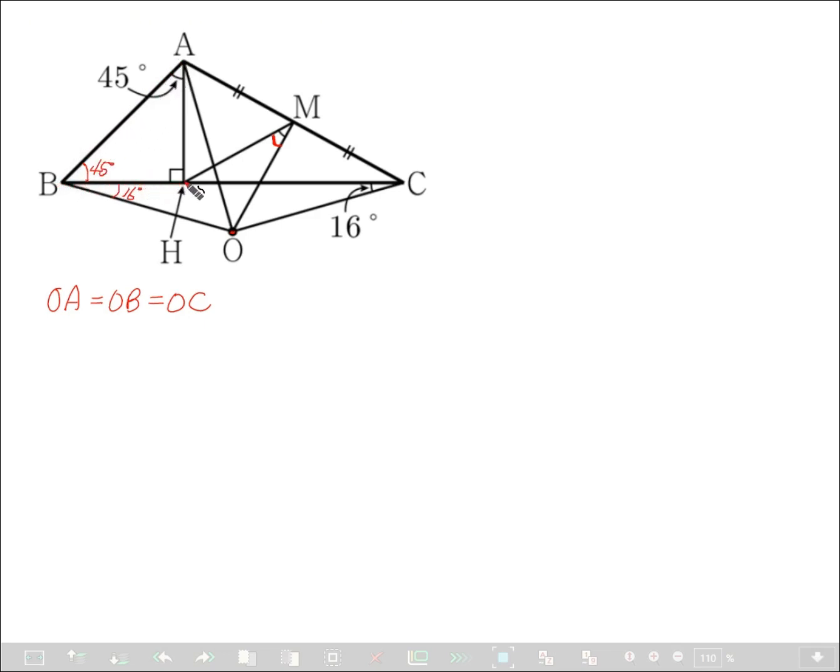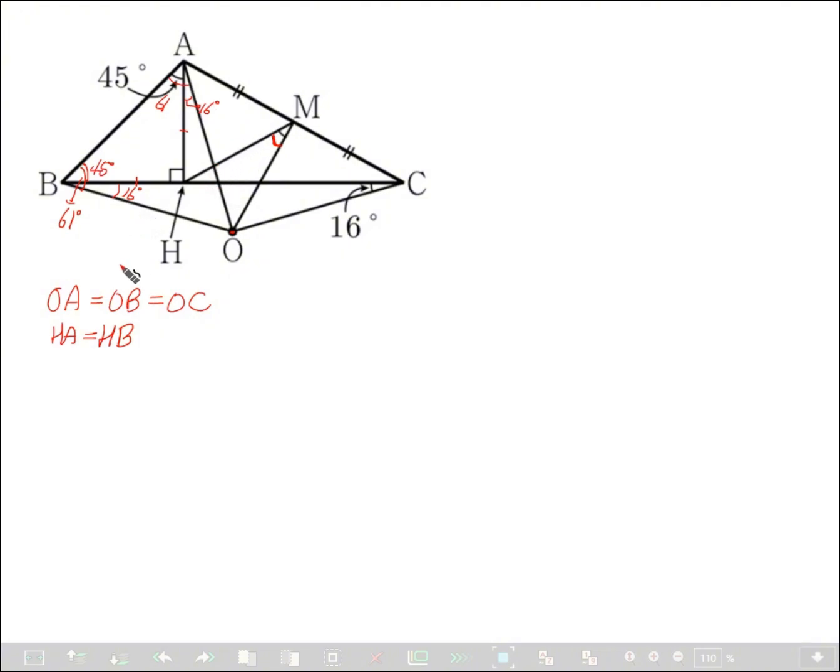Triangle ABH is here a right angle. This is 45, so this is 45. And HA is HB. Triangle OAB is an isosceles triangle, so because this is 61, this is also 61. Means this is 16.